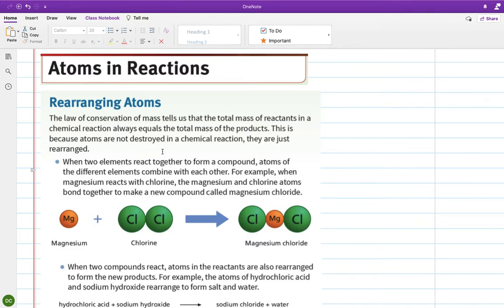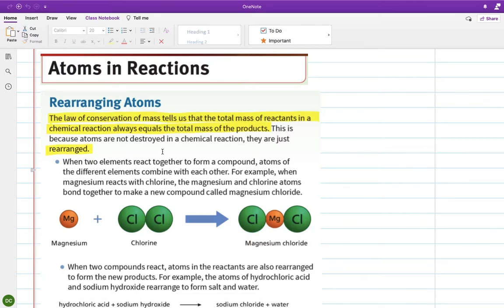Like this first example here, magnesium and chlorine. You end up with the same amount of atoms of magnesium that you started with and the same amount of atoms of chlorine. It's just that they're arranged differently. So this is not new. The law of conservation of mass tells us the mass of the reactants in a chemical reaction always equals the mass of the products. This is because atoms are not destroyed, they are just rearranged.